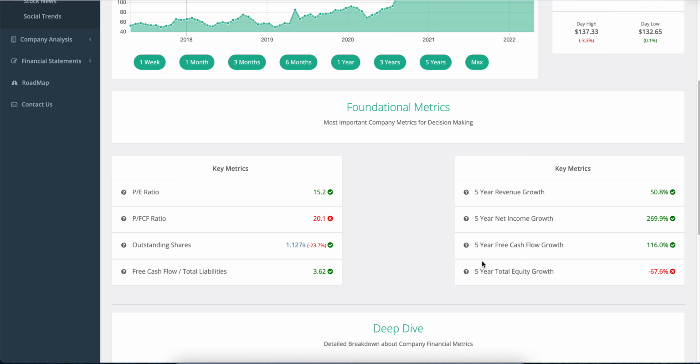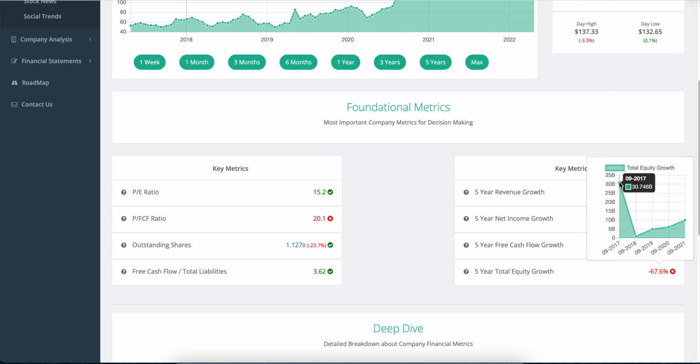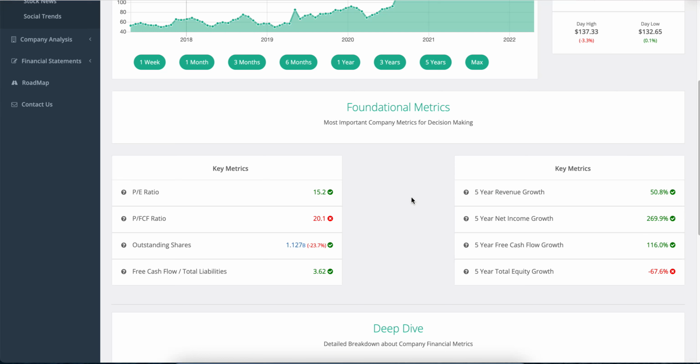It's this thing, 5-year total equity growth. You will see that it's down 67.6% here. It used to be 30 billion. And I was surprised seeing that. I mean, obviously, I don't know everything that has happened with any company. And so I'm seeing this insane decrease in terms of the total equity of the company, and I'm wondering, how did that happen? This gives me a sort of alert, which I need to research. And this is exactly what I did, and this is what I found.